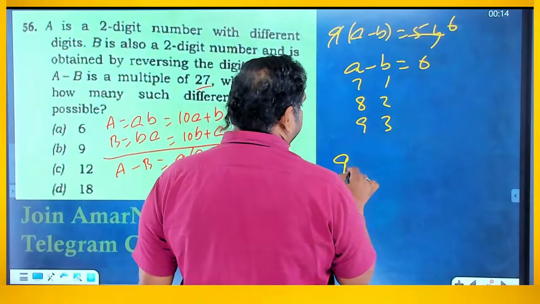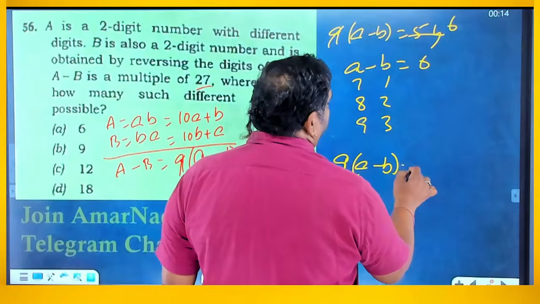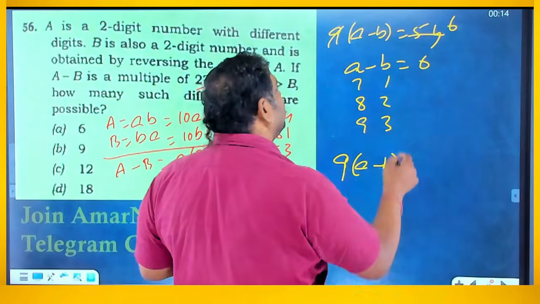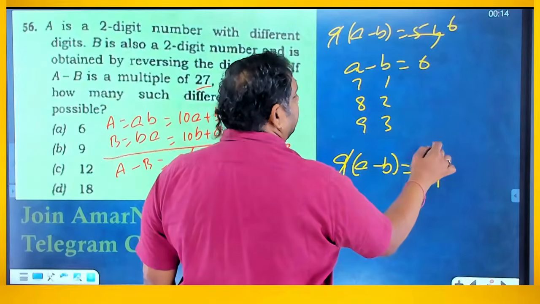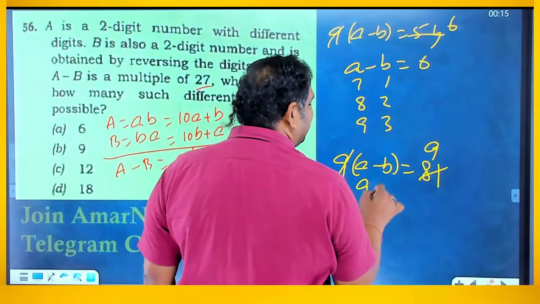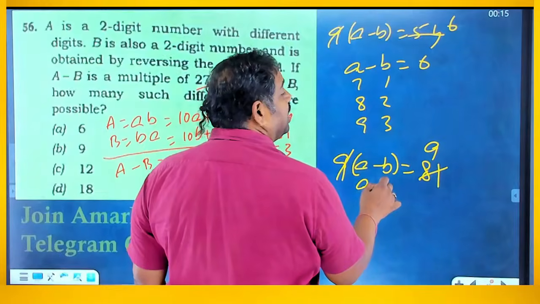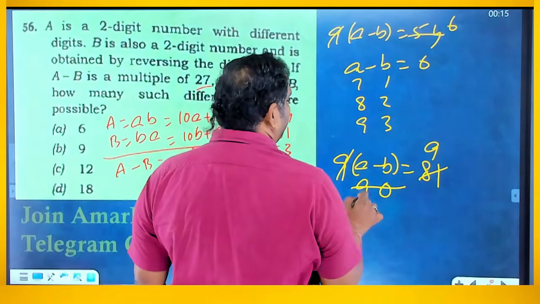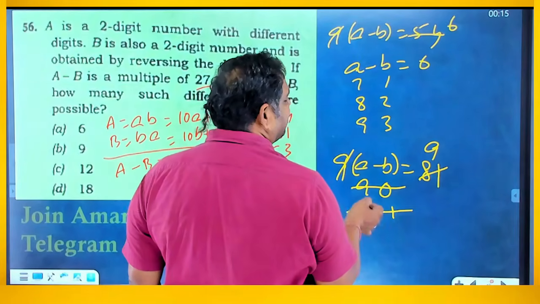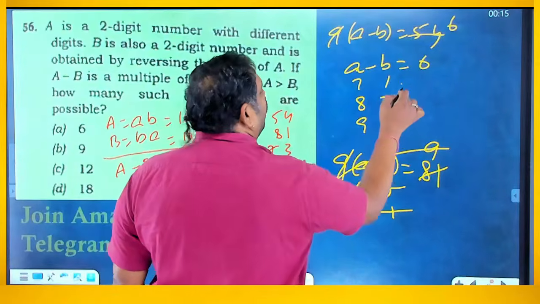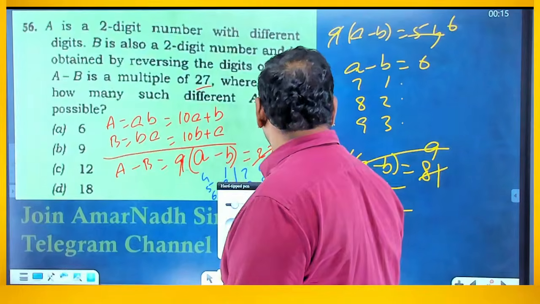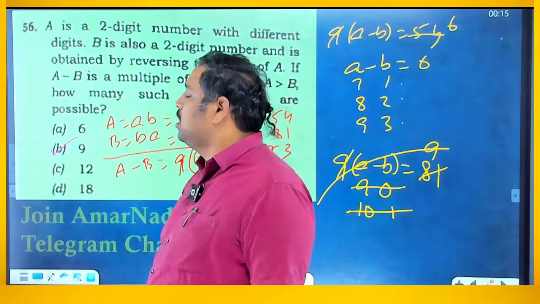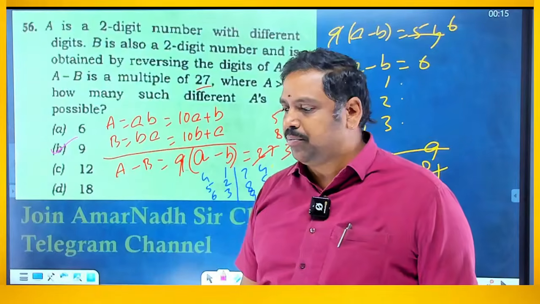Next one, 9 times of A minus B is equal to 27 multiples. 27 1s are 27, 2s are 54, 3s are 81, right? Okay, 9 nines. A minus B is 9 means 9 and 0 we have to take, which is not a possibility because we have to avoid 0. So 10 and 1 we should not take because 10 is not a digit. That's why this is not. 1, 2, 3, 4, 5, 6, 7, 8, 9. How many possibilities are there here? 9 possibilities. So which option is the answer here? B is the answer. Understand here?